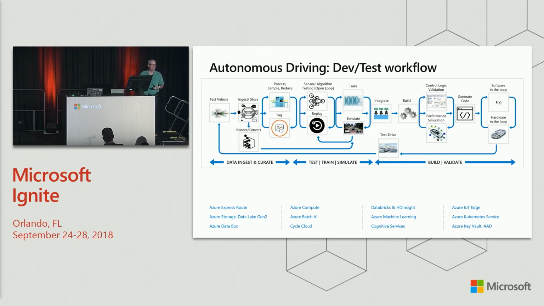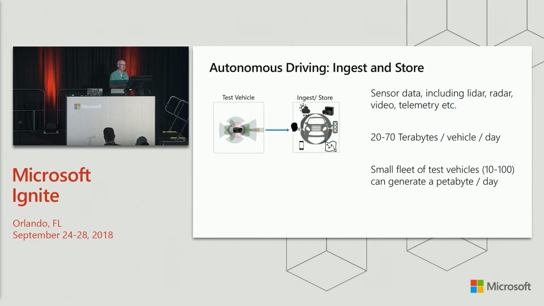So let's first talk about the ingest and store. How do we get started? So this sensor data that is in every vehicle includes things like LiDAR, radar, video, telemetry, etc. It can amount to up to about 20 to 70 terabytes per vehicle per day. Right? So even with a small test fleet of vehicles, say 10 to 100, we can talk about a data ingest of 1 petabyte of storage per day. Right? That's a little more than my Word document and PowerPoint we created for this talk.